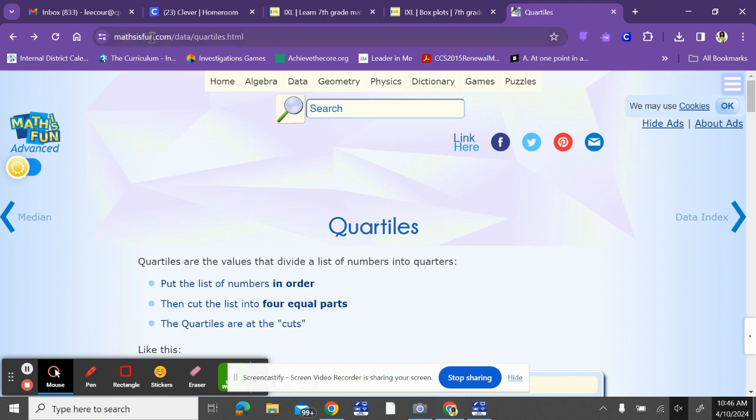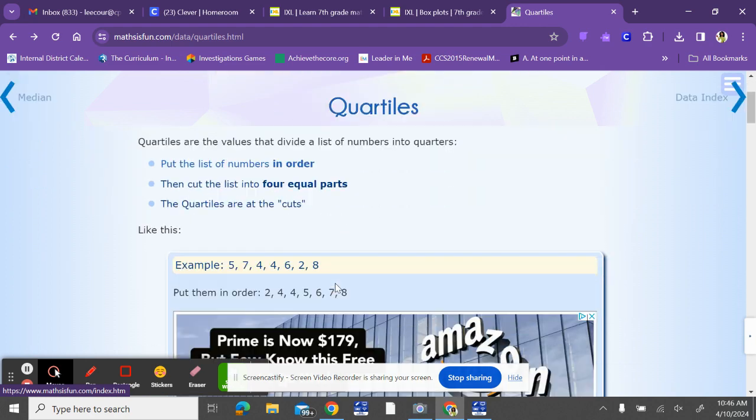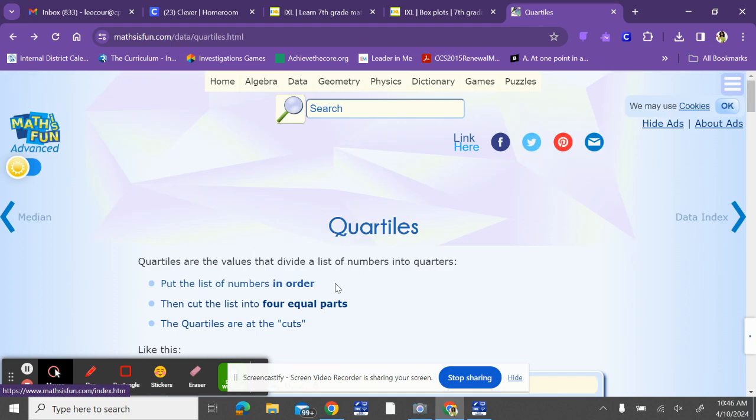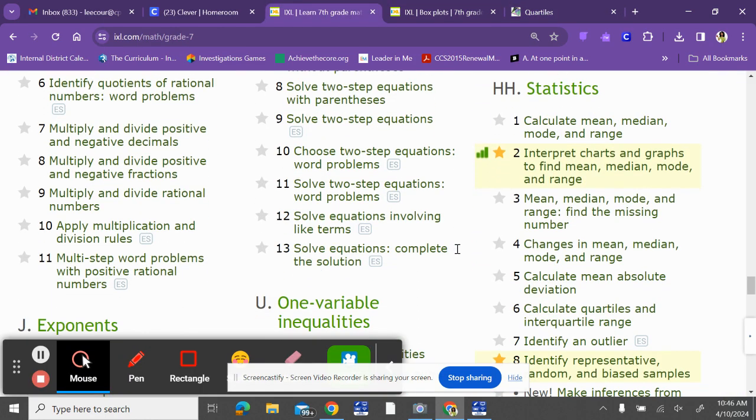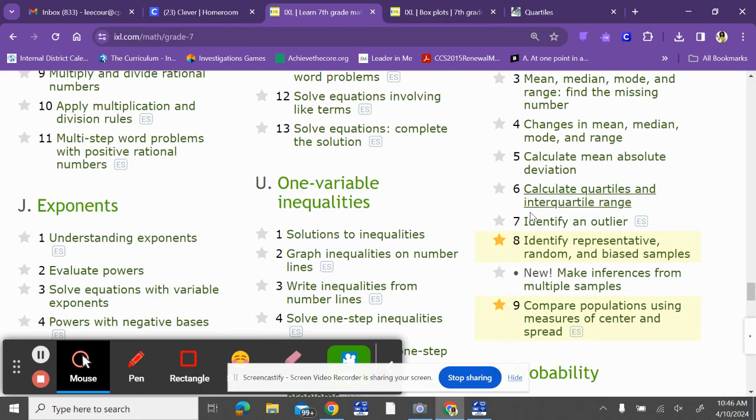If you would like to go to Math is Fun and just put in the definitions to remind yourself of what to do or how to do it, then you might want to utilize that. After this, we're doing HH2, 8, and 9.